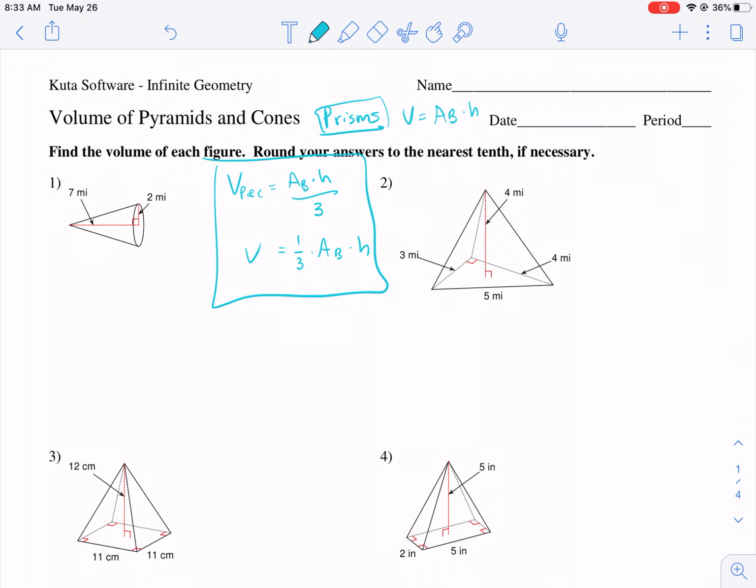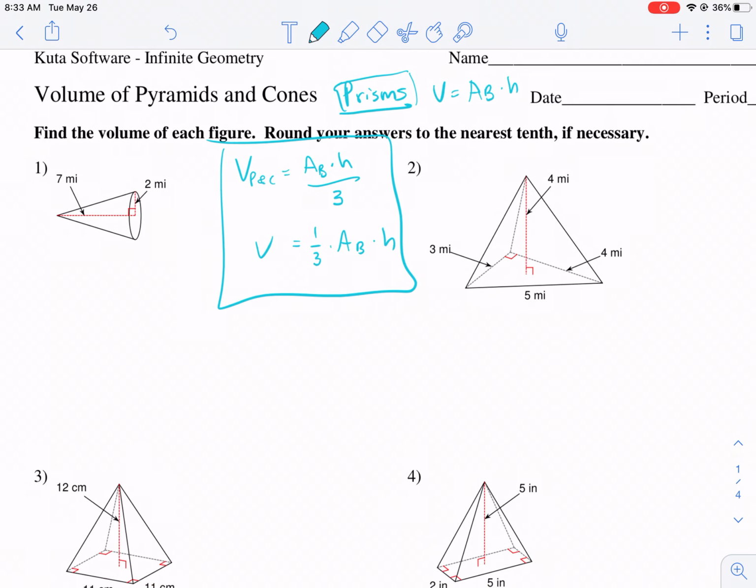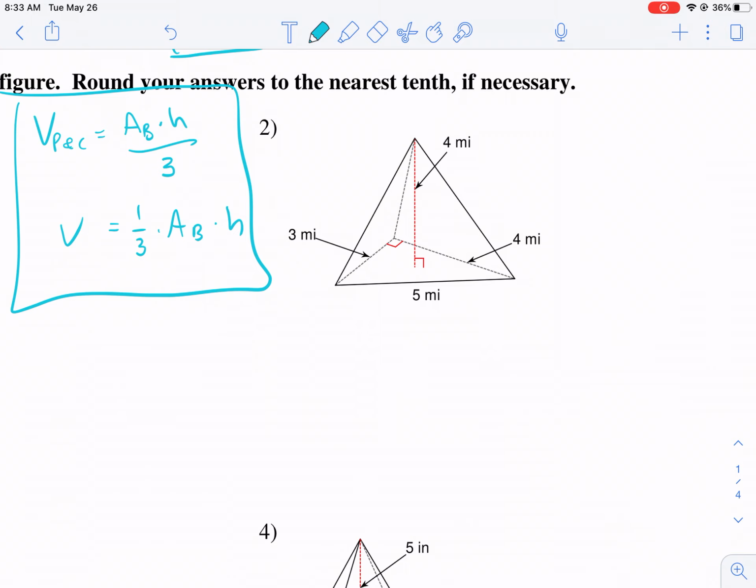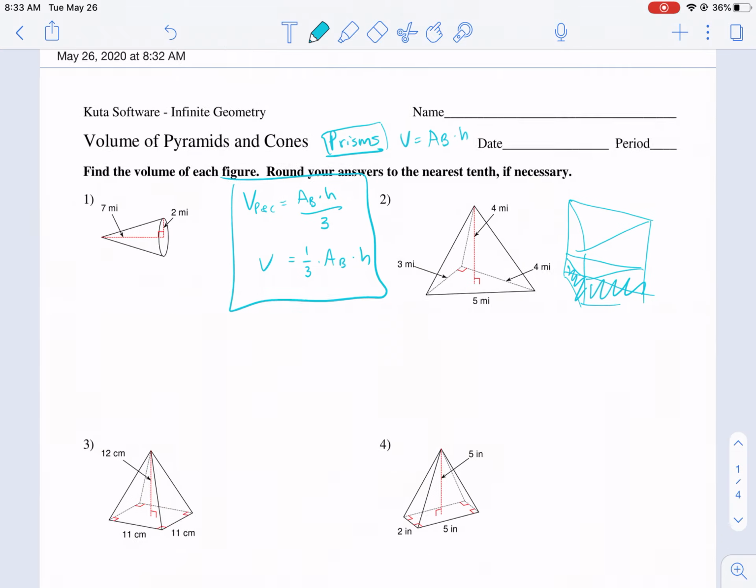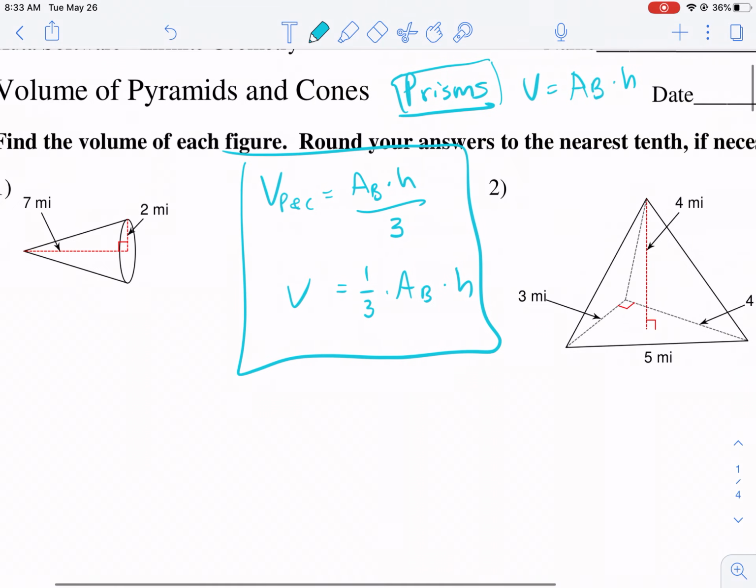There's a great demonstration video on YouTube. I'm going to try to link it in the description below. It shows how this relates if you have a pyramid and you fill it up with water, which is volume. Volume is three-dimensional space, and you pour it into a prism of similar size. A prism has two bases, but it would fill up only 1/3 of the way with the liquid. So that's pretty interesting, that it's 1/3 the size.